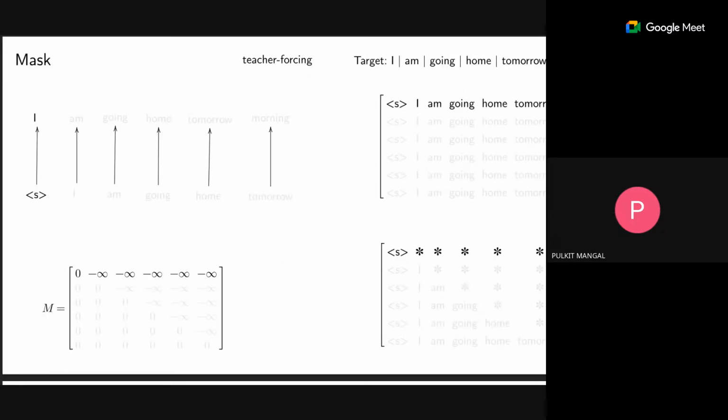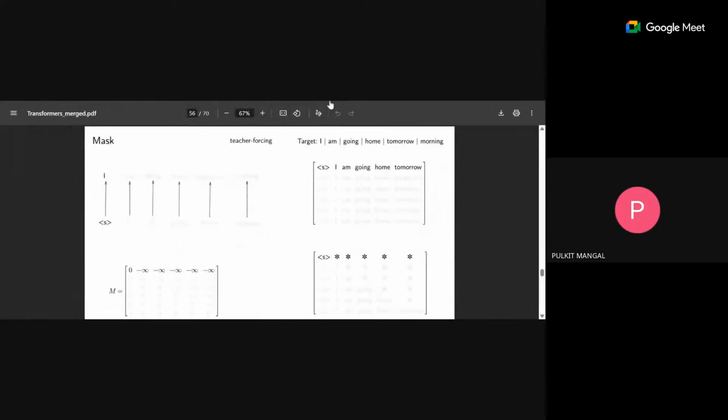Now let's look at how this mask matrix looks. Suppose my target sentence is, I am going home tomorrow. What we do in teacher forcing is we pass our actual label also. Unlike the auto-regressive way, in which we do the prediction from the first part and that prediction is fed back, instead we use all the labels that we already have, that is the original entire sentence. And we mask it.